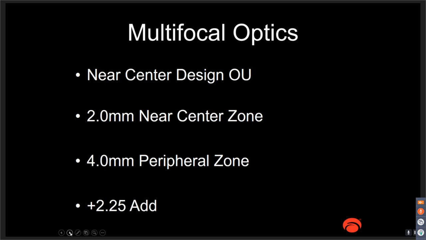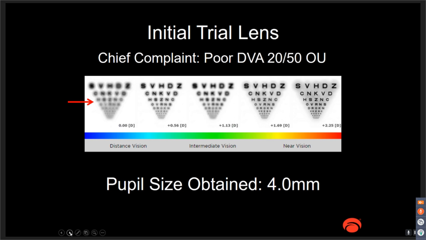And the design we're going to use is a near center design, a 2.0 near center zone, surrounded by a 4 millimeter peripheral zone, and of course the 2.25 add because that's what you wanted. So we throw that into the simulator, and the chief complaint, obviously, is that left-hand side, poor distance vision. That translated to about 20/50 vision, and the patient really couldn't function with that. So you've got to change something.